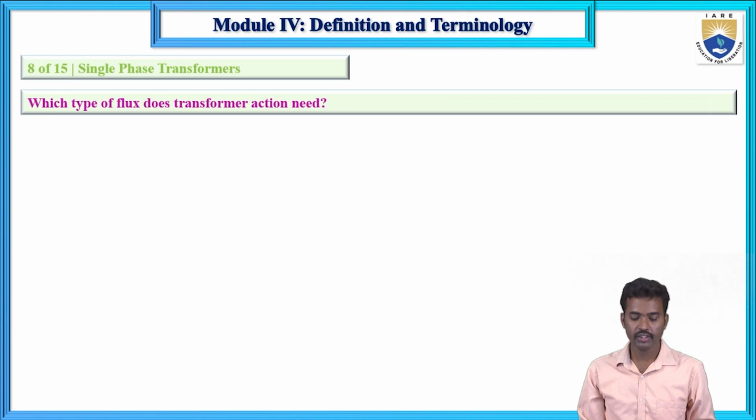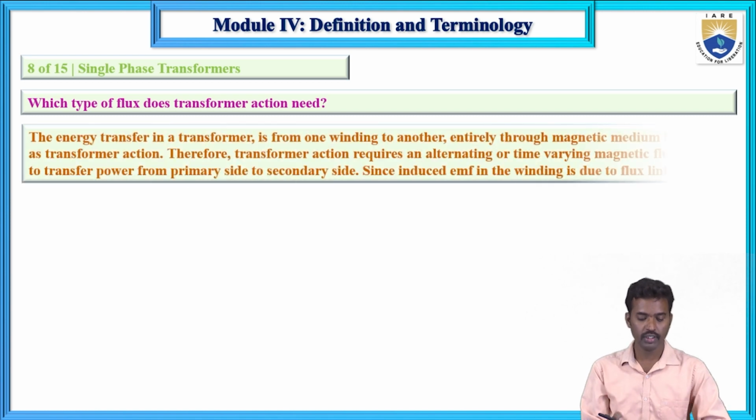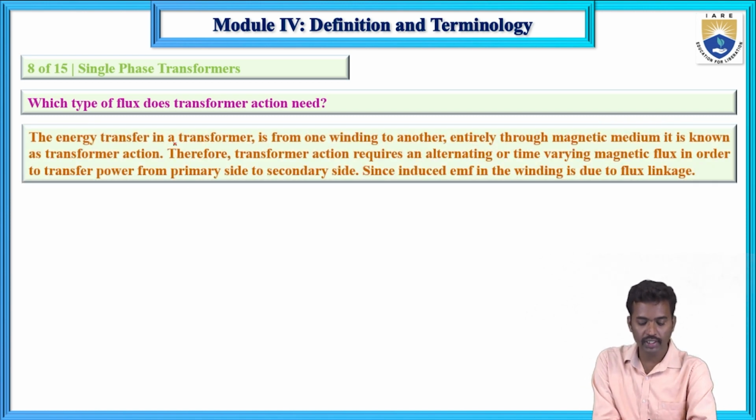Which type of flux does transformer action need? Time varying flux is required here. A transformer transfers electrical energy from one winding to another winding. It transfers electrical energy from the primary winding to the secondary winding entirely through the magnetic medium only. It does not have any electrical contact. Having only a magnetic medium is known as transformer action.